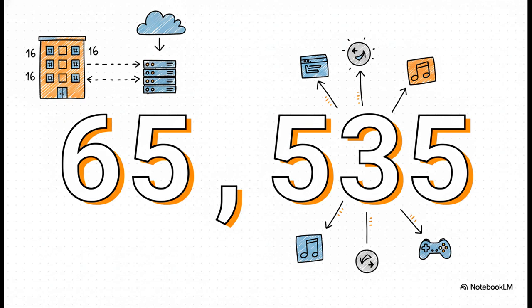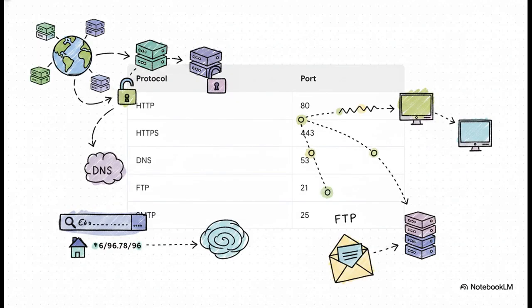65,535. That is a massive number, right? And it represents the absolute maximum amount of 16-bit ports available in the transport layer. These ports act exactly like those apartment numbers we were talking about earlier. When data arrives at your device, the port number tells the transport layer exactly which software application should receive it. Now, don't worry, you definitely do not need to memorize all 65,000 of them. But there are a few standard keys you literally use every single day without even knowing it.